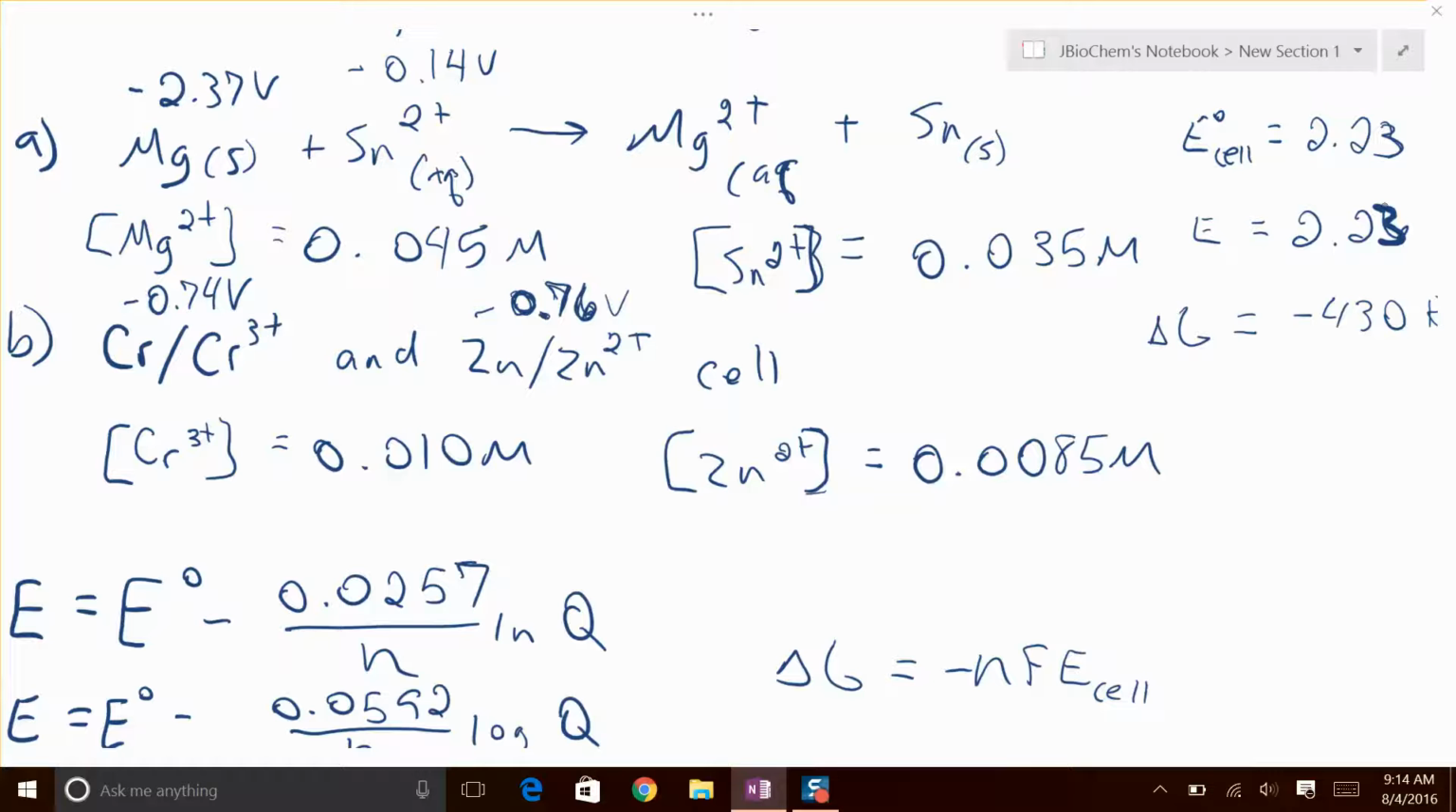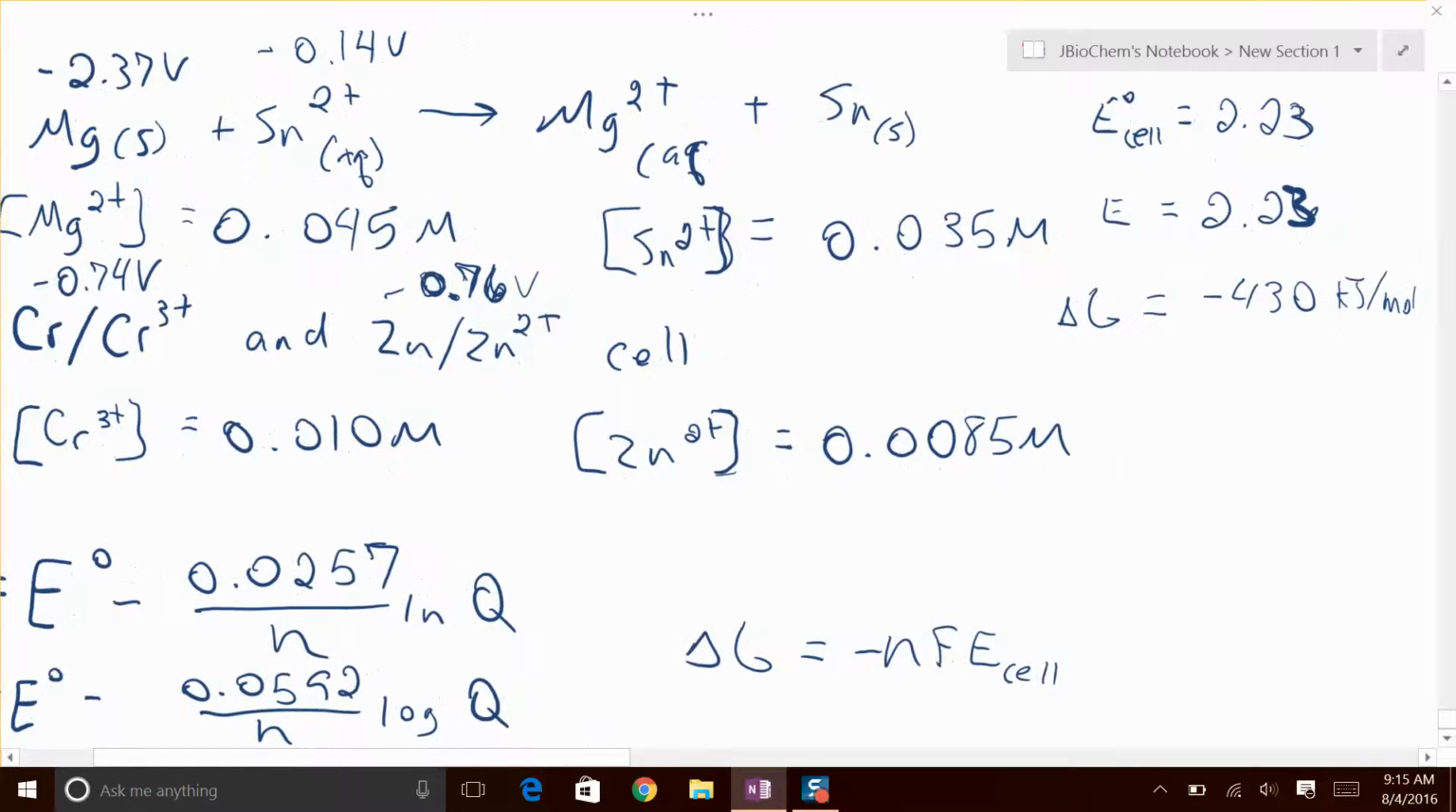What was the delta G for A? It's right there. Negative 430 kilojoules per mole. So it's like a zero concentration. So it's just dividing the concentrations? Products over reactants. You don't worry about solids, just the aqueous solutions. So it should be 0.045. Oh, it's the other way. Yeah, 0.045.